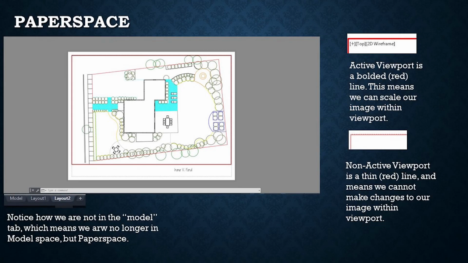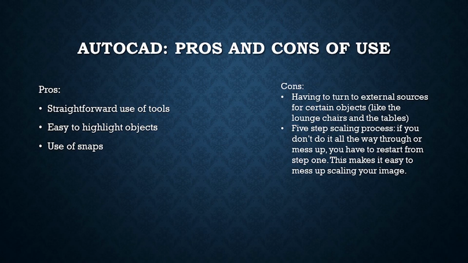The final step of the project was to transfer it over to Paperspace. Paperspace is where we use Viewport to rescale our drawing using readily available drawing scales. Paperspace is where you add text, usually your name at the bottom of the page, still within the viewport layer. An active viewport has a line that is bold and is turned on by double-clicking within the viewport itself. An inactive viewport is a thin line, and when viewport is inactive, it means we cannot make changes to our drawing within it.